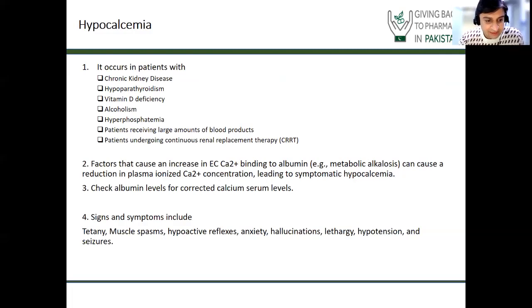So factors that cause an increase in extracellular calcium binding to albumin, one of them is metabolic alkalosis. It can cause reduction in the plasma ionized calcium concentration, leading to symptomatic hypocalcemia. So always check albumin levels and always calculate corrected calcium levels before you start the replacement.